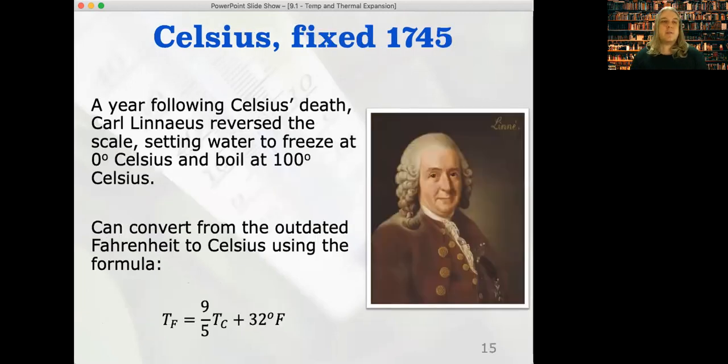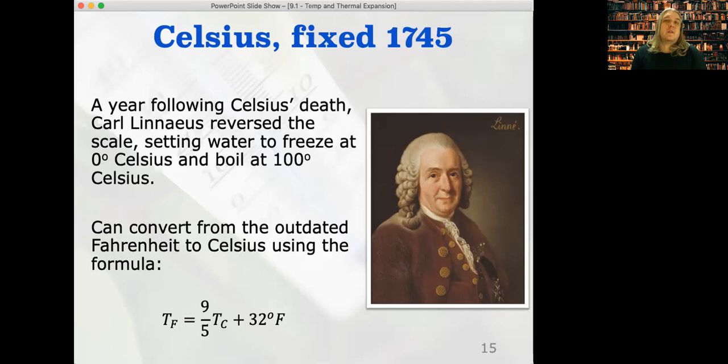About a year after he died, Carl Linnaeus said, well, that's just dumb. Let's swap it around. And so he just flipped it. He said, right, now freezes at 0, boils at 100. And that was the Celsius scale. They also renamed it to Celsius in honor of Celsius's idea of having a 100-step scale from water freezing to boiling, which, as I said, was a good idea. He just had it back to front from any kind of useful sense.